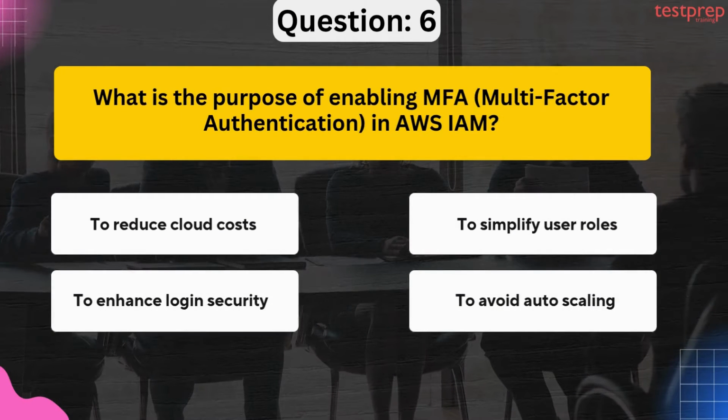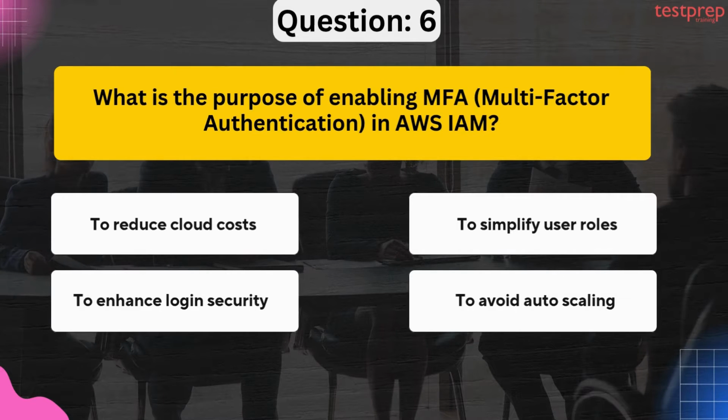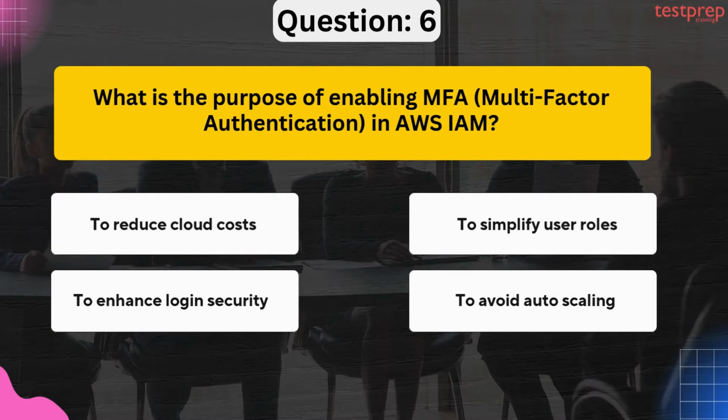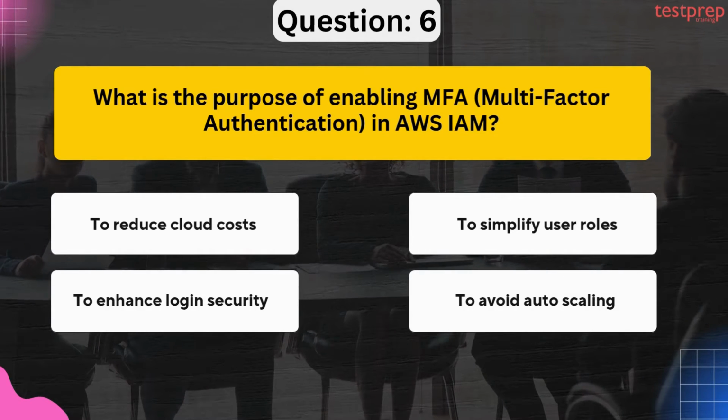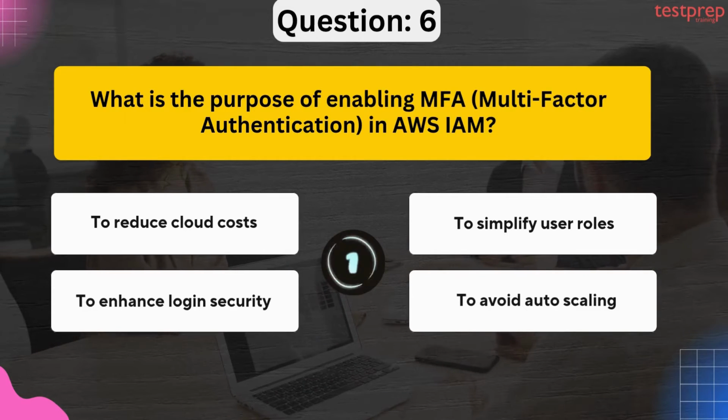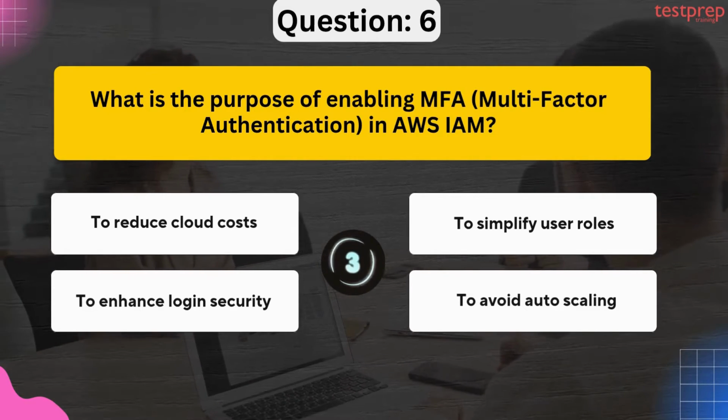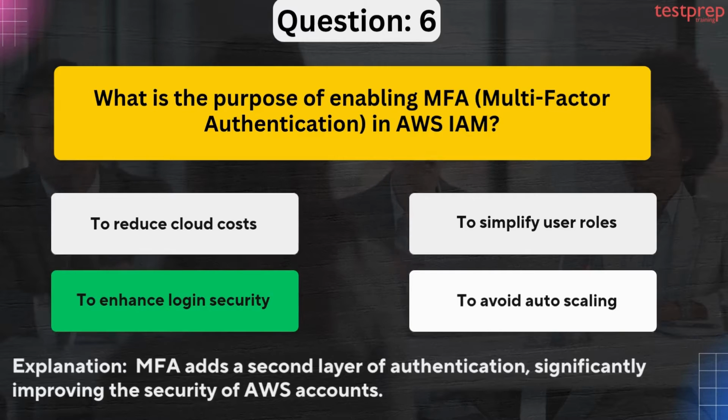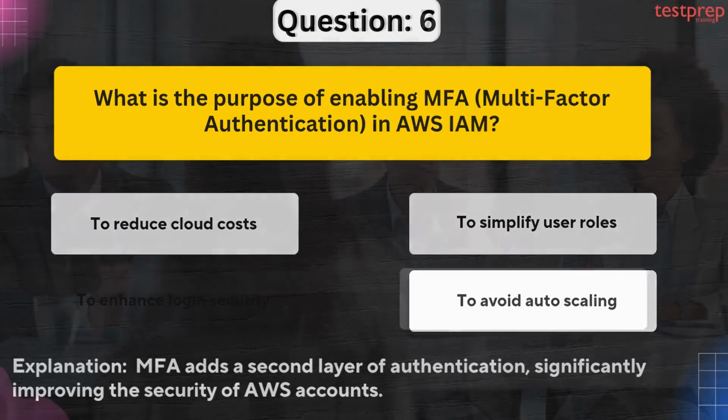Question 6. What is the purpose of enabling MFA, multi-factor authentication, in AWS IAM? The correct answer is to enhance login security. MFA adds a second layer of authentication, significantly improving the security of AWS accounts.